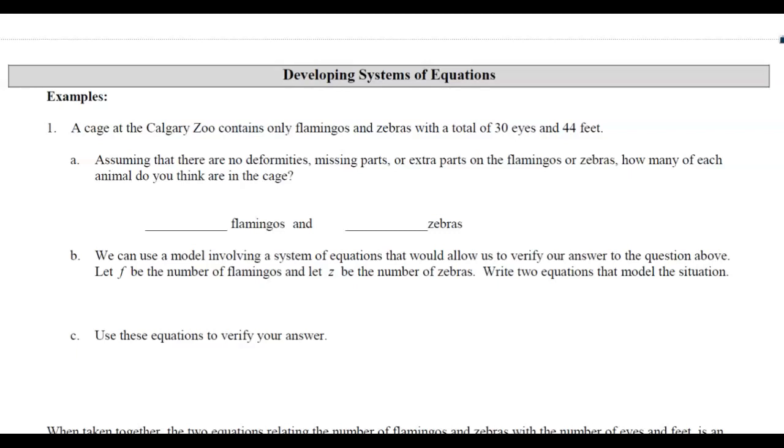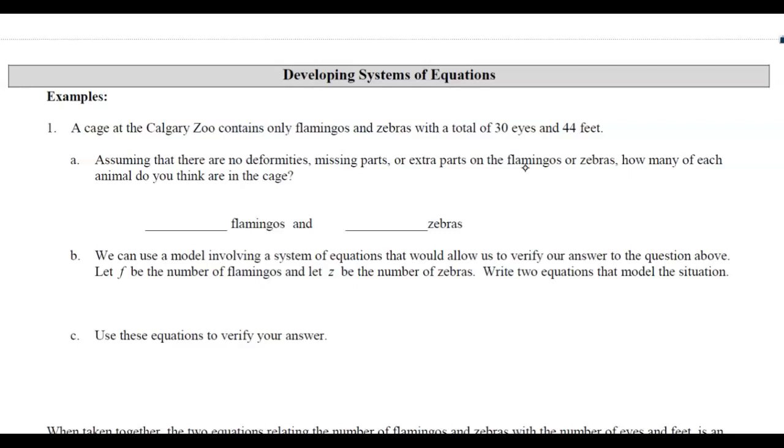So you know that there's 2 eyes for a flamingo and 2 for a zebra. But for a zebra, there's 4 feet, and for a flamingo, only 2. So that's why you can't just divide them, right? So we can use a model involving a system of equations that would allow us to verify our answer to the question above. Let F be the number of flamingos, Z be the number of zebras. Write 2 equations that model it.